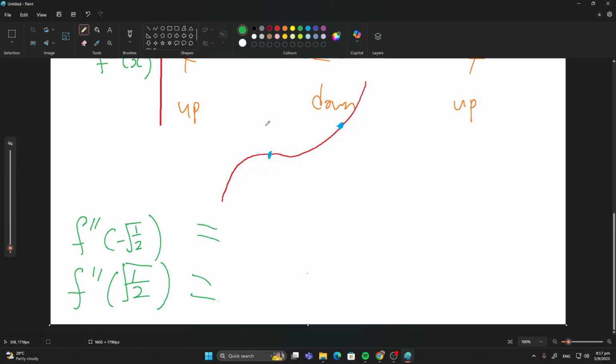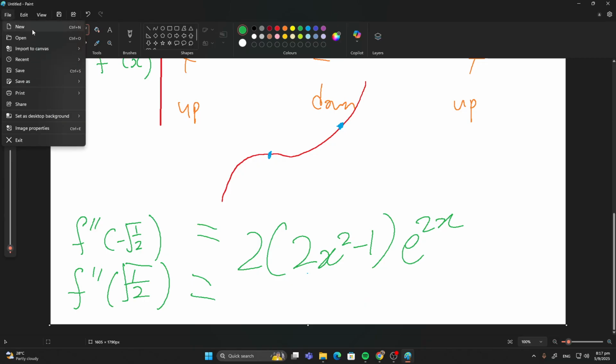And then you guys should get your answer. Okay, so just sub it into this value of this, and then you should get your inflection point, whatever. You should get something, okay?